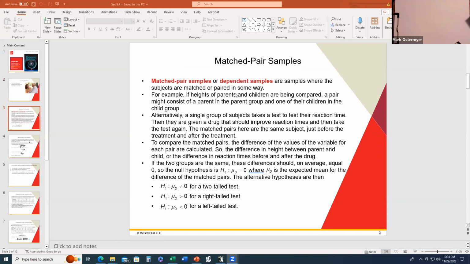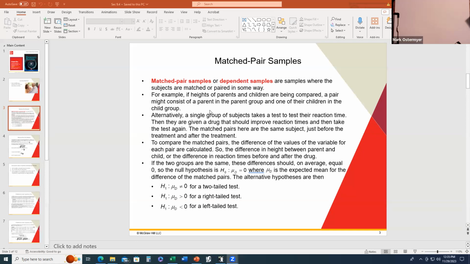Matched pair samples, or dependent samples, are samples where the subjects are matched or paired in some way. Here's an example. Suppose the heights of parents and children are being compared. So we have a population for parents and we have a population for their children. A pair might consist of a parent and one of their children in the child group. And because children are in the second population and related to parents in the first population, these are called matched pairs here.